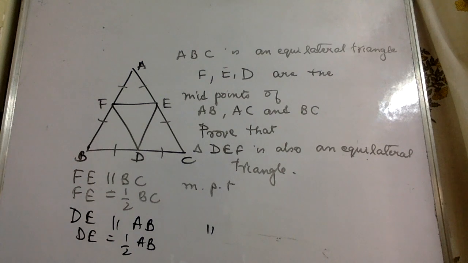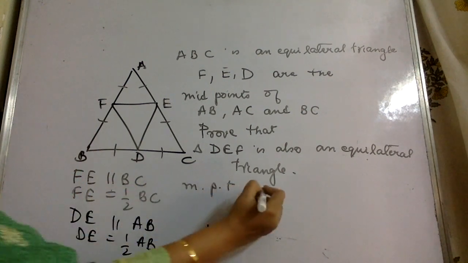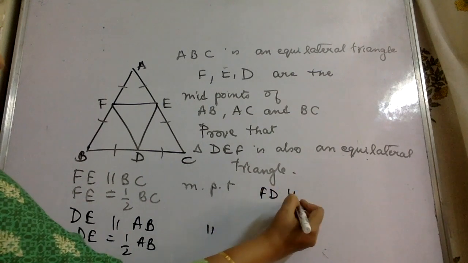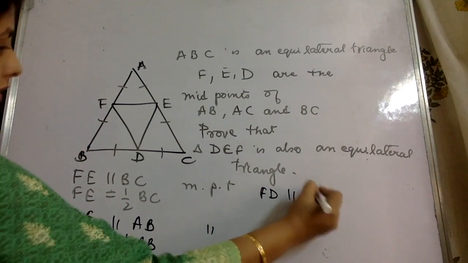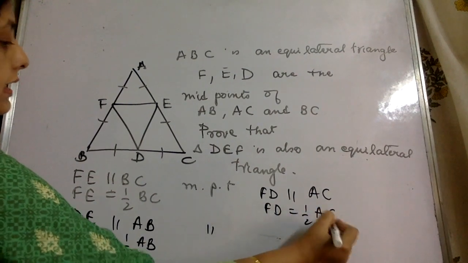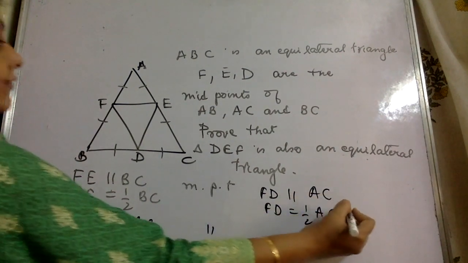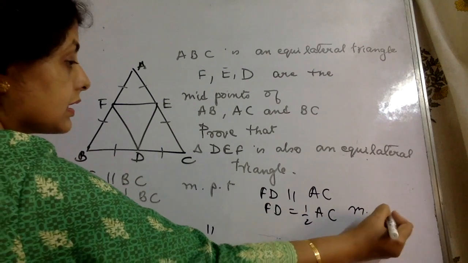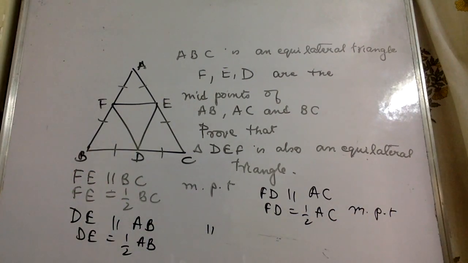Then comes the third one, FD. FD is parallel to AC and FD is equal to half of AC. This is also coming from MPT, midpoint theorem. Okay, so we have all these things.